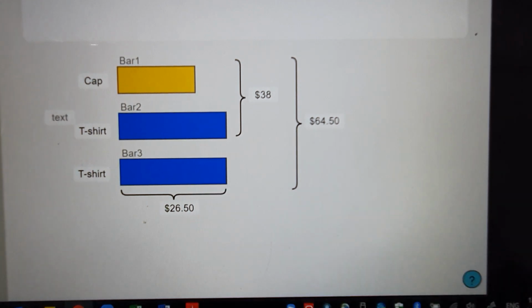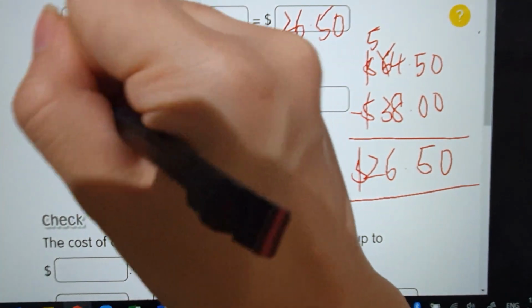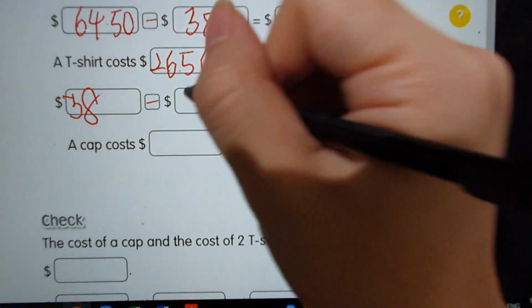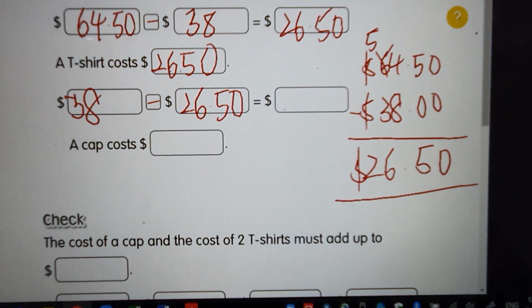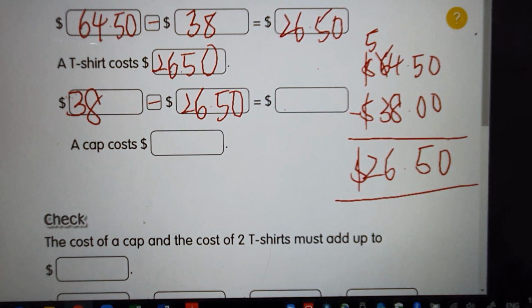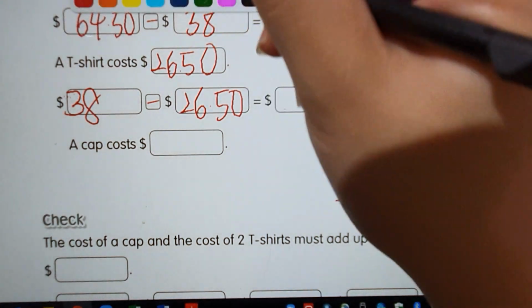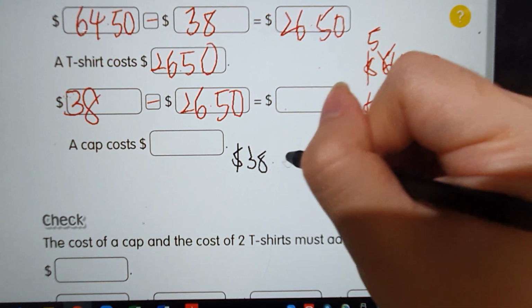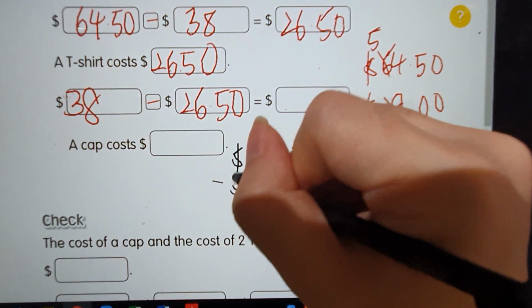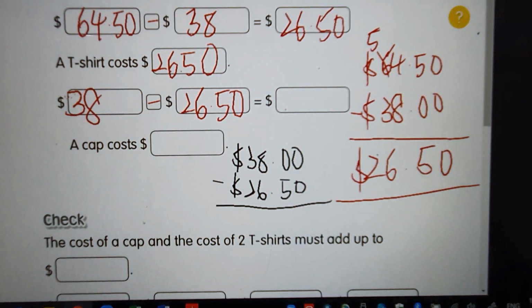Okay, so your next step will be to take $38 minus $26.50. Okay, so same thing, I will do the working out for you to double check. Okay, so your dollar sign, $38 minus $26.50. Okay, so you minus as per normal, like how you do for whole numbers.